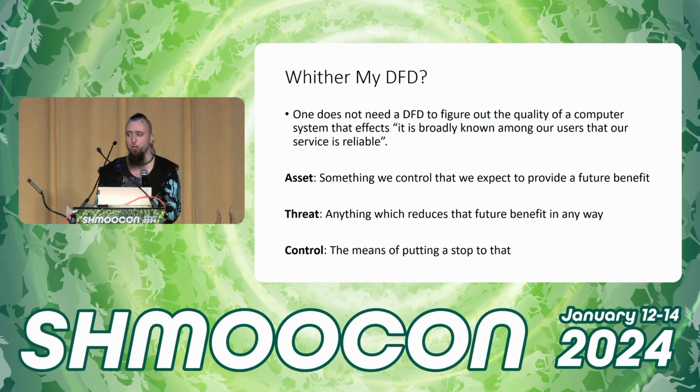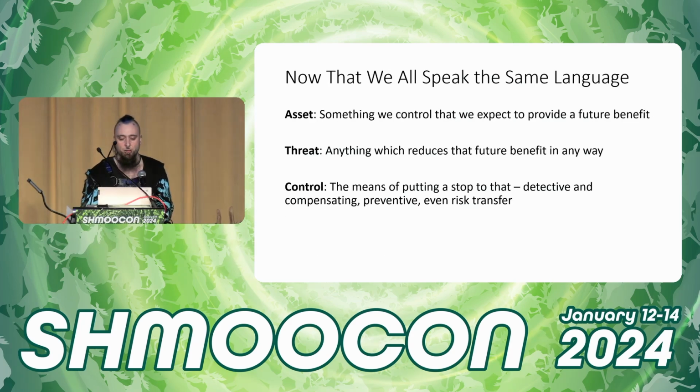And then control is the means that we use to put a stop to that. It's very, very simple language. Control also has many other definitions, but this is the one that we're going to use because it's easy. So now that we all speak the same language, we can elaborate a little bit. Don't forget how nuanced controls really can be. It can be anything from a security system to your logs to your incident response. A control can even be your shared responsibility model or an insurance policy that you have. It's anything that lessens the realizable annual loss expectancy from your threat.